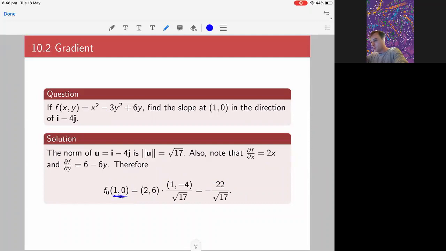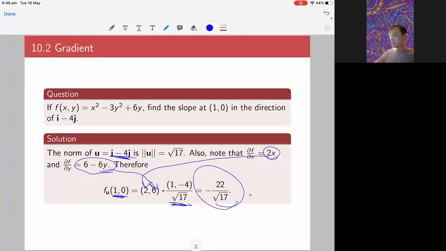Well, when x is 1, this just becomes 2. And when y is 0, this just becomes 6. And I'm taking the dot product with this vector divided by root 17. Just a computation. I end up with minus 22 divided by root 17.